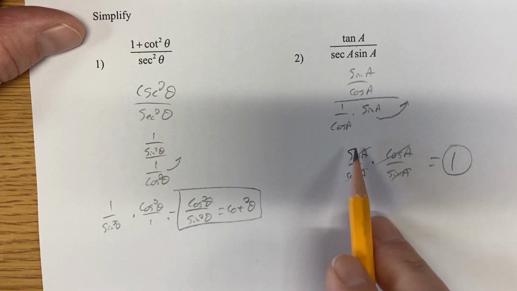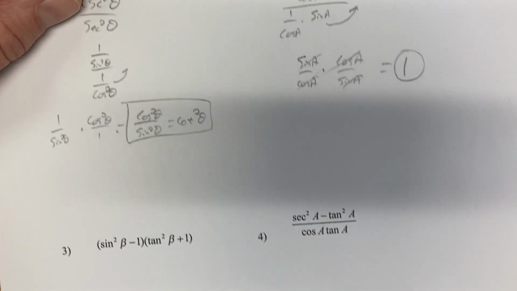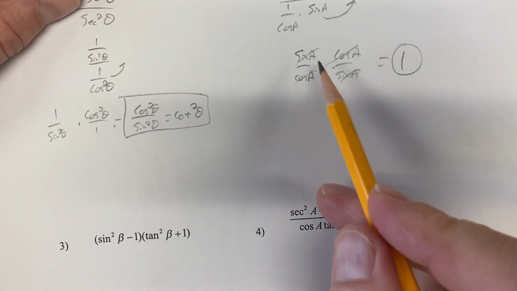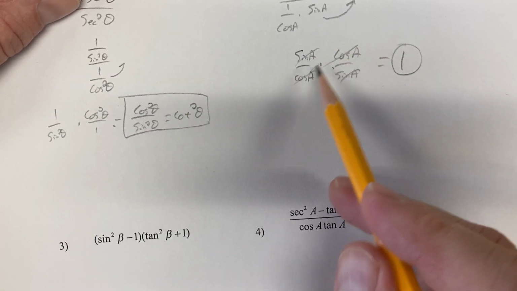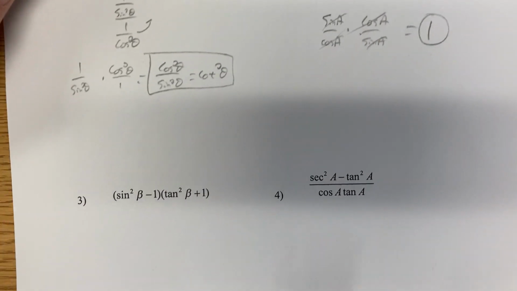And again, we can do this canceling because it's multiplying. If that had been plus, we'd need a common denominator and do all that other stuff. But with multiplying, we can go ahead and do that kind of canceling there.